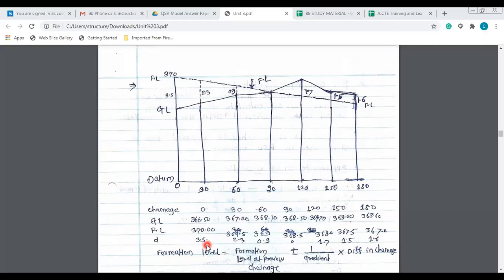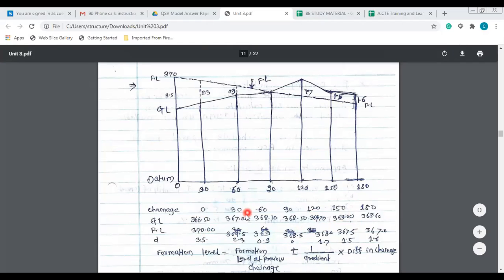Now formation level of only first chainage is known to us, that is 370. But formation level of this point, this point, this point, this point, this point, for the rest of the points it is not given. We have to calculate it. So that is our first step, that we should calculate the FLs. So formation level at 30 meter point, can anybody give me the calculation?